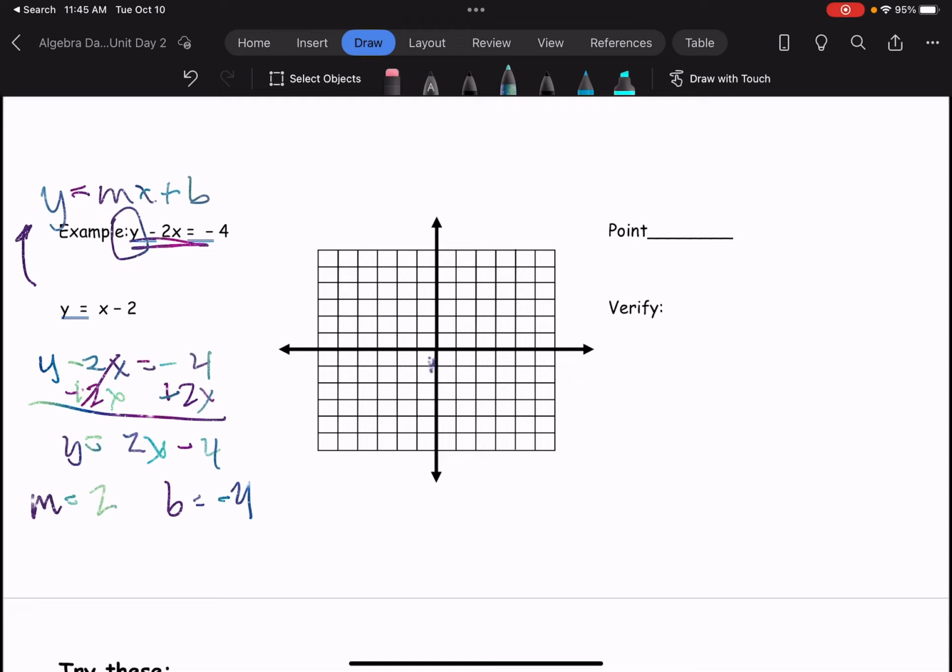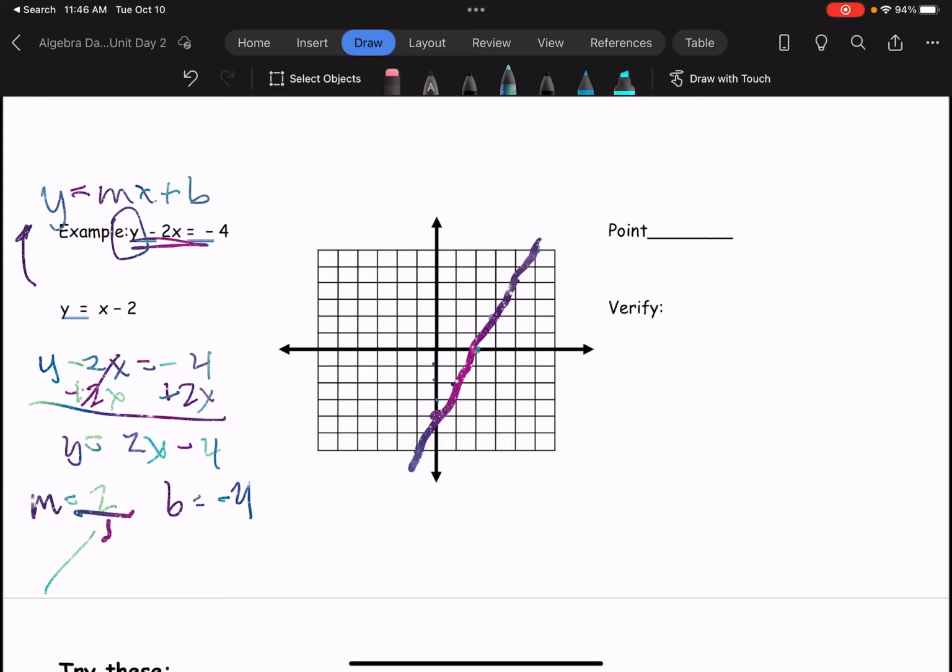So let's start 1, 2, 3, 4. I'm going to put my point here, and then my slope is positive 2, so it's going up 2, the same as 2 over 1, up 2 over 1, and so forth and so on. And then I can go ahead and draw my line. That's as good as it's going to get.